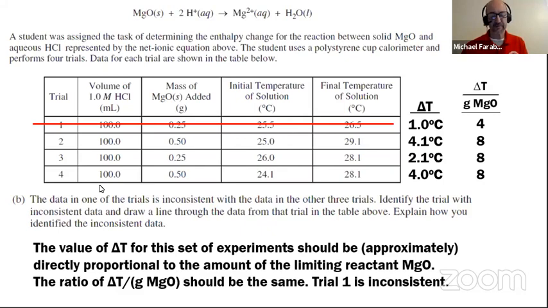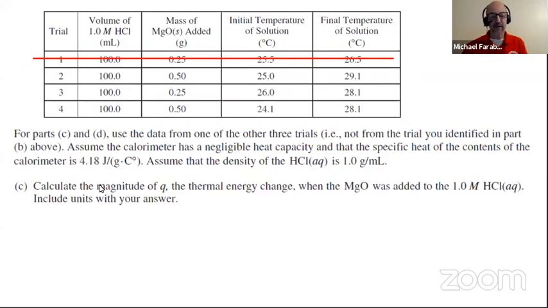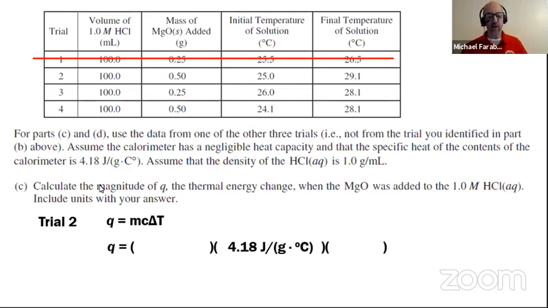Our next task in this question, in part C, is to calculate the magnitude of Q. So we're going to use trial 2, although we could also use trial 3 or 4. I just picked trial 2 because it was the next one in the table. And we're going to do Q equals MC delta T. Now the C is the specific heat, in this case, of the contents of the calorimeter, which is given to us as 4.18 joules per gram degree Celsius.